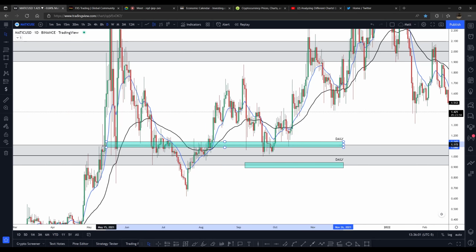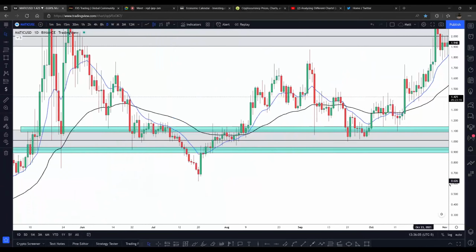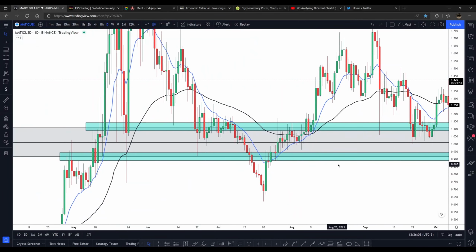So now if we extend this further to the left, something interesting plays out, where notice how for the most part, the distance between these two zones. So this daily zone is resistance, this one is support. For the most part between them, this is where the price action was consolidating.